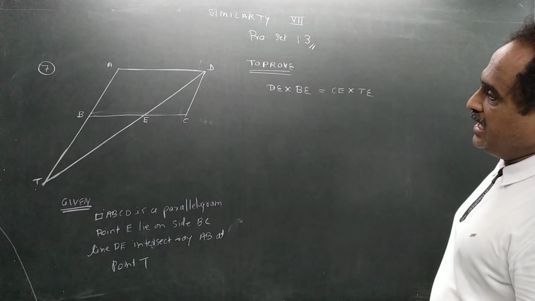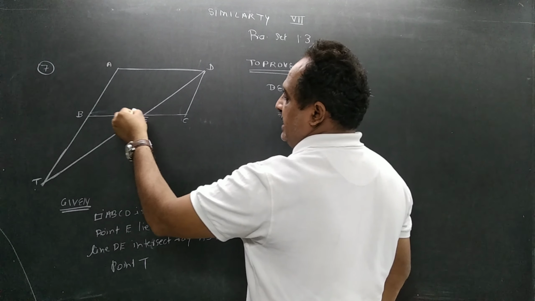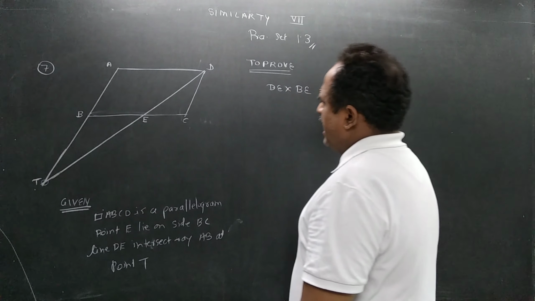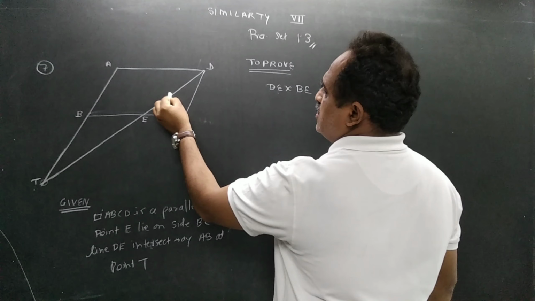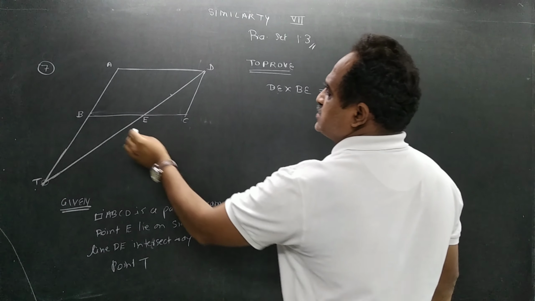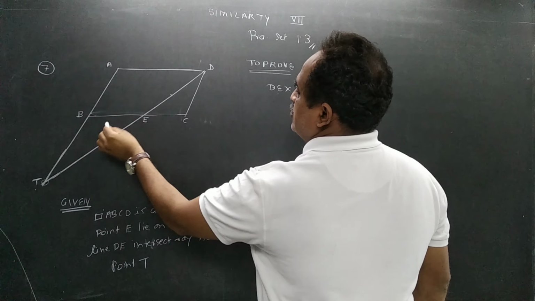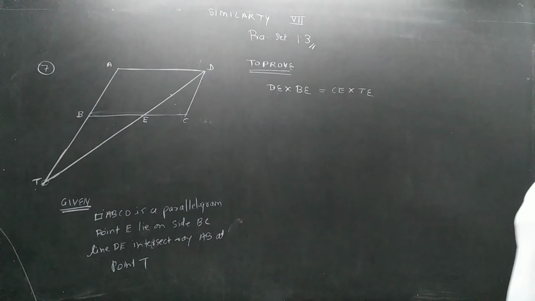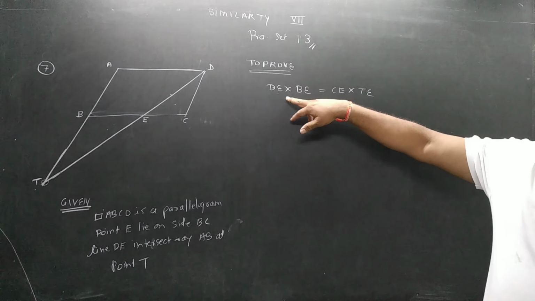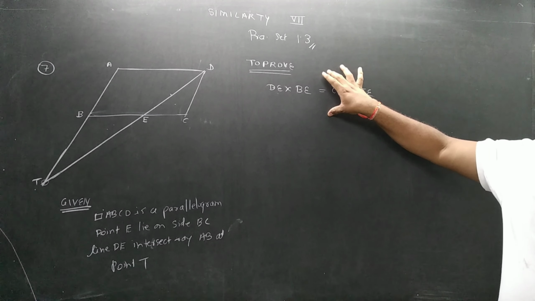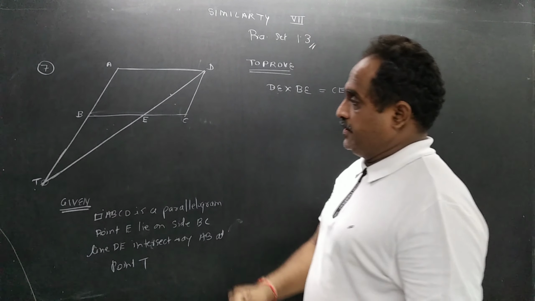Second thing they have given is that point E lies on side BC and line DE intersects ray AB at point T. The main thing is you have to focus on what we have to prove. See, DE is a part over here, B is over here, C is over here, and T is over here. So we are going to consider these two triangles. Now we have to prove these two triangles are similar, because then the sides are in proportion. If you cross multiply, you get this answer. Got it? So first of all, we have to prove that these two triangles are similar.